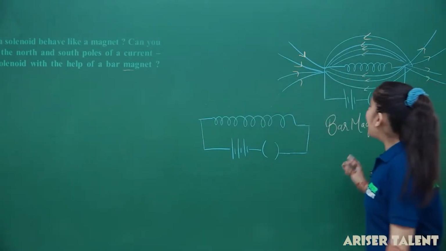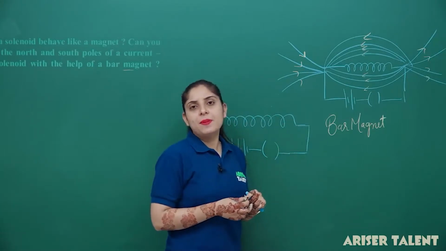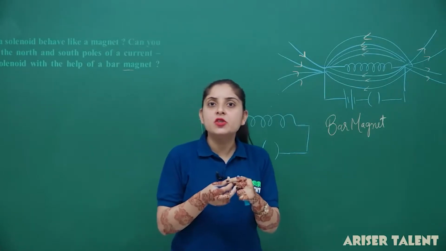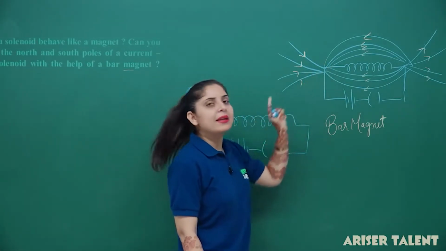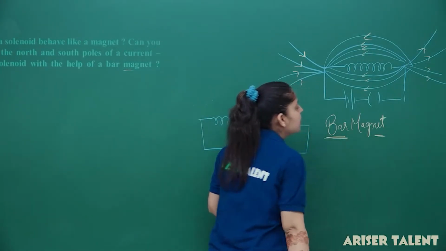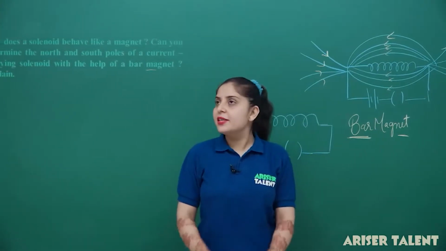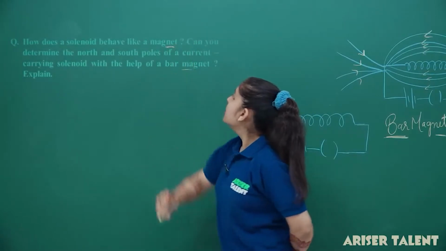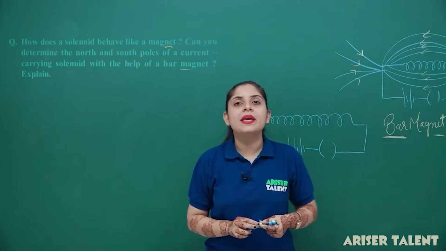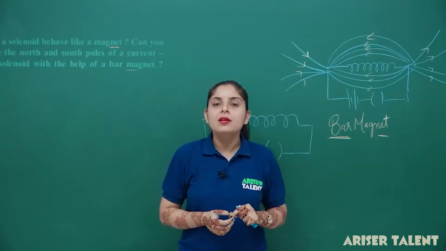So this is how the solenoid will look like a bar magnet whenever a current is passed through it. A current carrying solenoid produces these magnetic field lines, and these are exactly the same as those of the bar magnet. So this is how, when a current is passed through the solenoid, it behaves like a magnet. So what will be the answer for the first question? A current carrying solenoid will behave as a bar magnet because it shows magnetic field lines similar to that of the bar magnet.